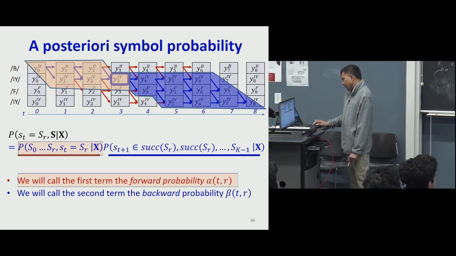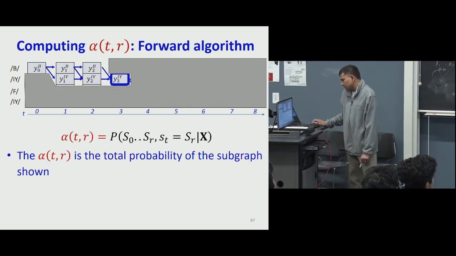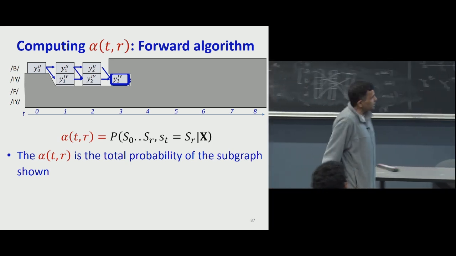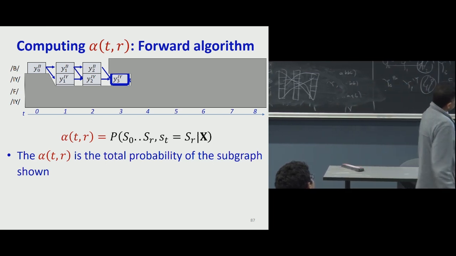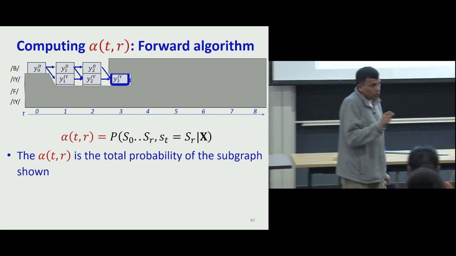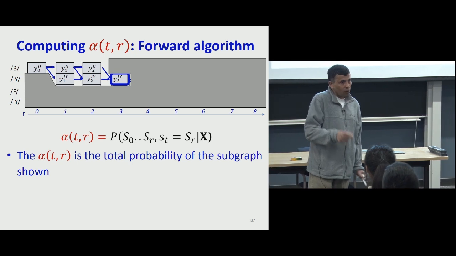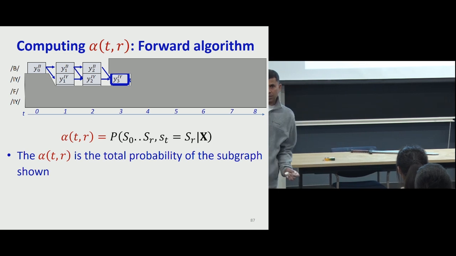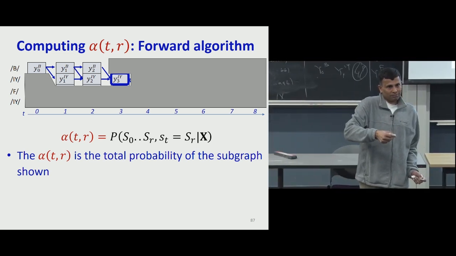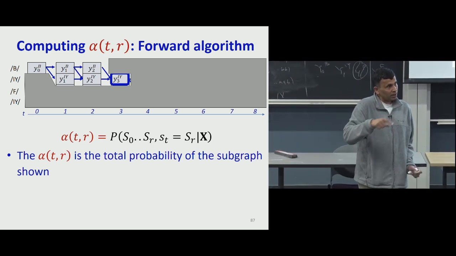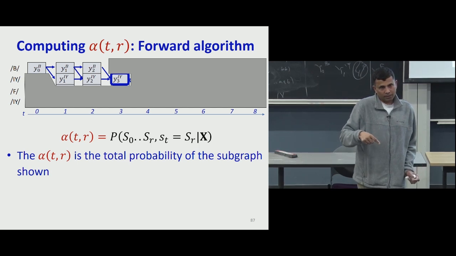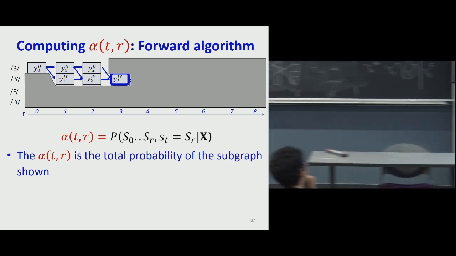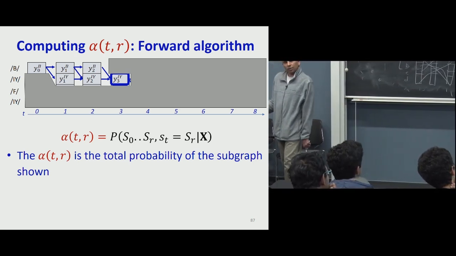Okay? The forward probability is the probability of all paths, all ways of aligning. So the forward probability at time t to symbol r is all ways of aligning input 0 through t against symbols s1 through sr, which is the total probability of the graph that is actually exposed in the figure. Right? Visually it's got to be obvious. And now here's the little recursion that pops out.